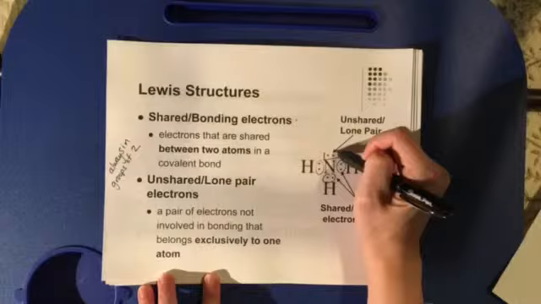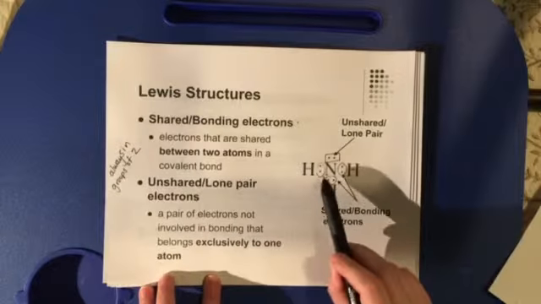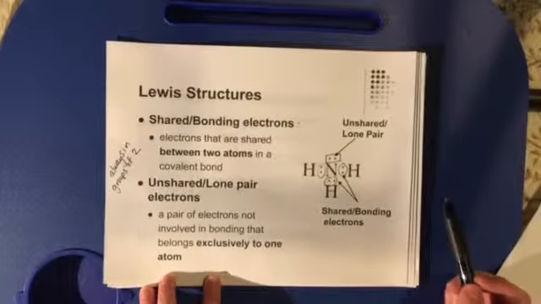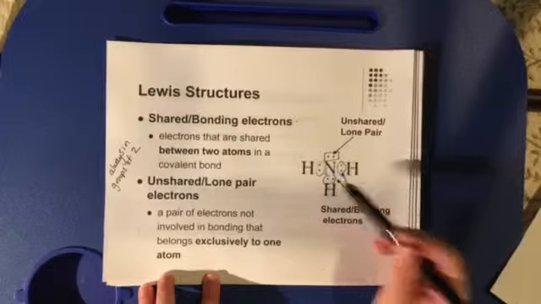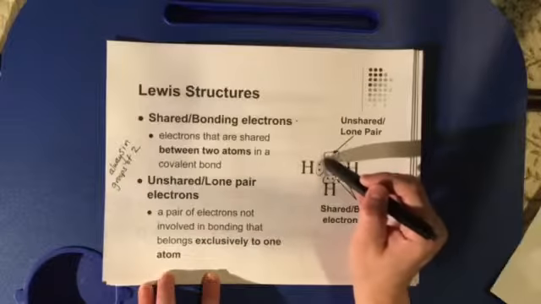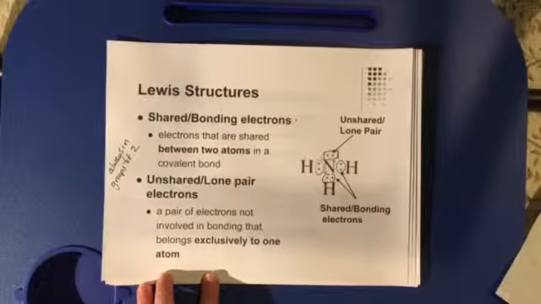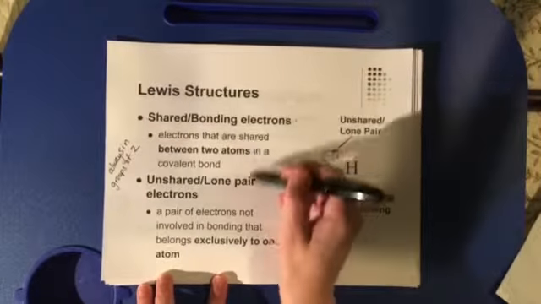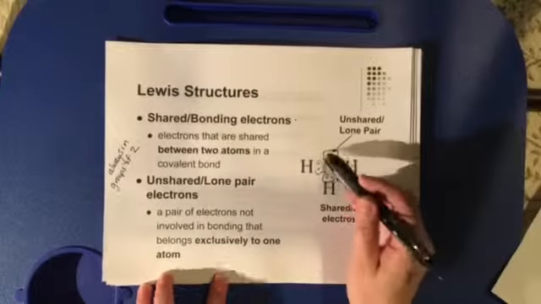So here, this is ammonia. It has 3 chemical bonds to hydrogen. These electrons are shared. This is its unshared or lone pair of electrons. So these are different kinds of electrons, shared and unshared.